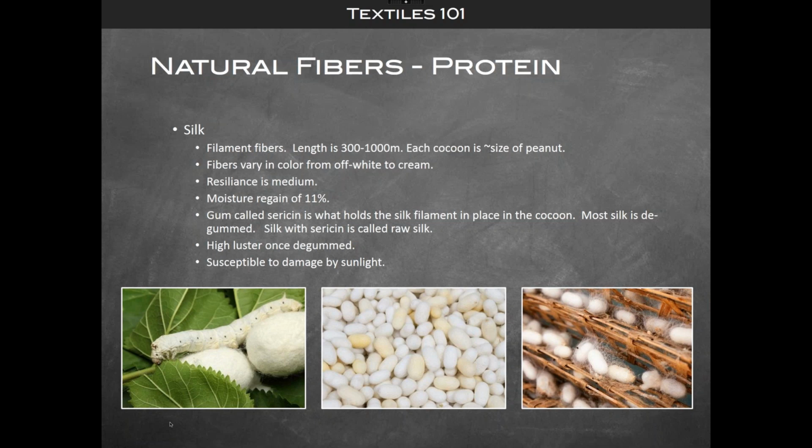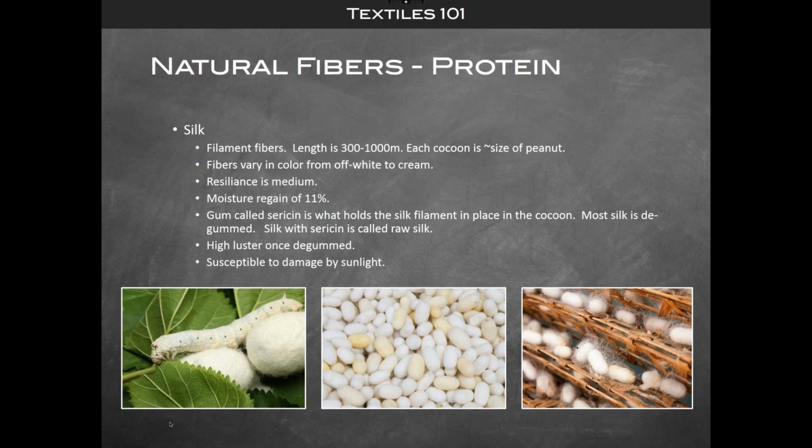We also can get protein fibers from silk. Instead of being a staple fiber, silk is a filament fiber. The filaments of silk come in 300 to 1,000 meter lengths, and each cocoon of silk is about the size of a peanut. The fiber color is white to cream, off-white to cream. Silk has medium resiliency, a moisture regain of 11%. And what holds the silk fiber together in that cocoon is a gum called sericin.